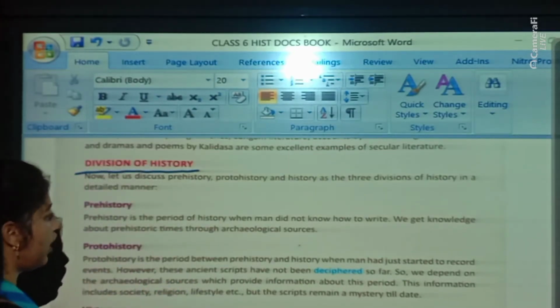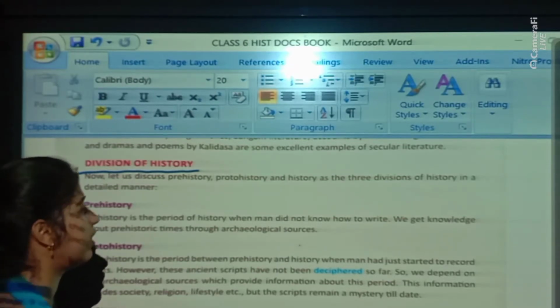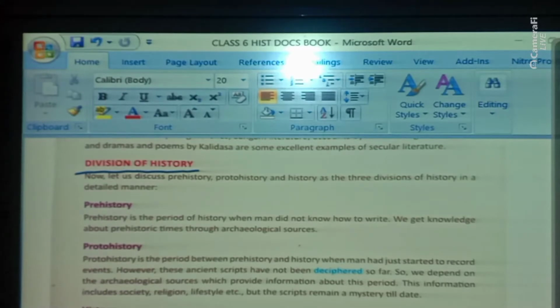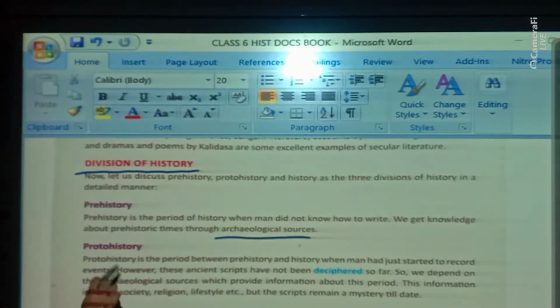Prehistory is the period of history when man did not know how to write, or was not able to write. We get knowledge about prehistoric times through archaeological sources. Now, what is protohistory?